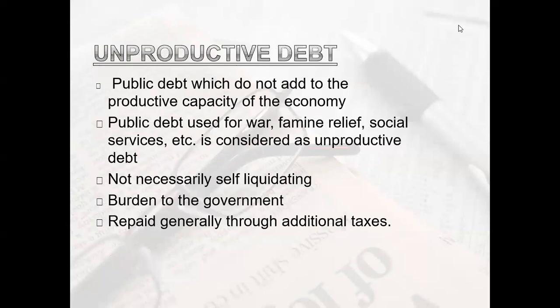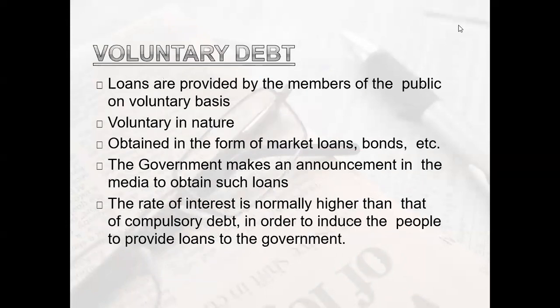Unproductive debts are those debts which are used for war, relief, social services, these kinds of things, and repaid generally through additional taxes. Voluntary debts are those debts which are raised for voluntary purposes, like when government announces in the media to obtain such loans.